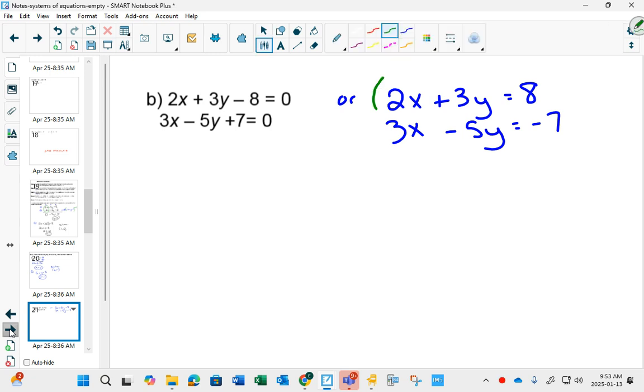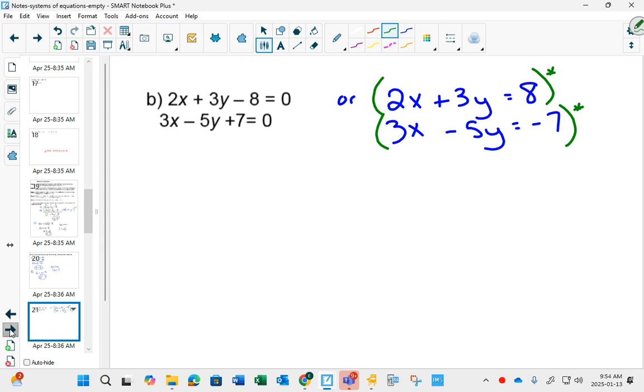I have to think, what could I multiply this one by? And then I want to multiply this one by something so that the number in front is the same, but one's positive and one's negative. So we're going to get into that lowest common multiple idea that you did way back in the factoring unit. That seems like a long time ago already. It was like last year.